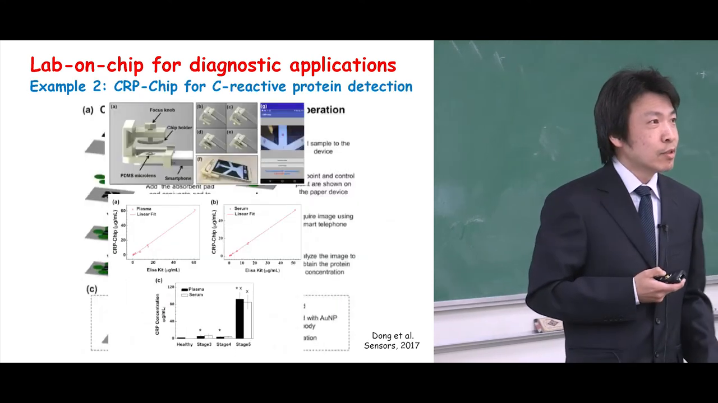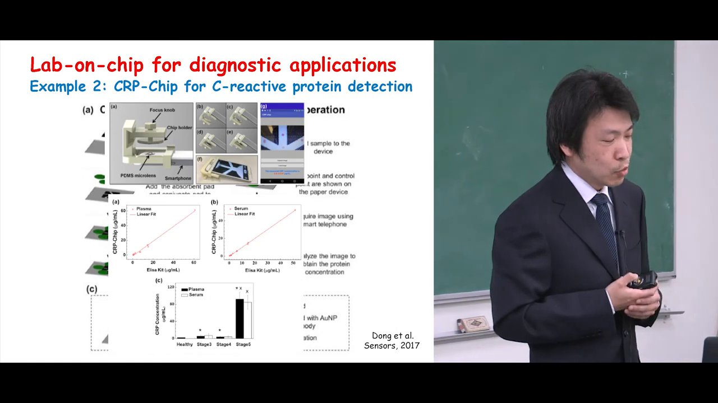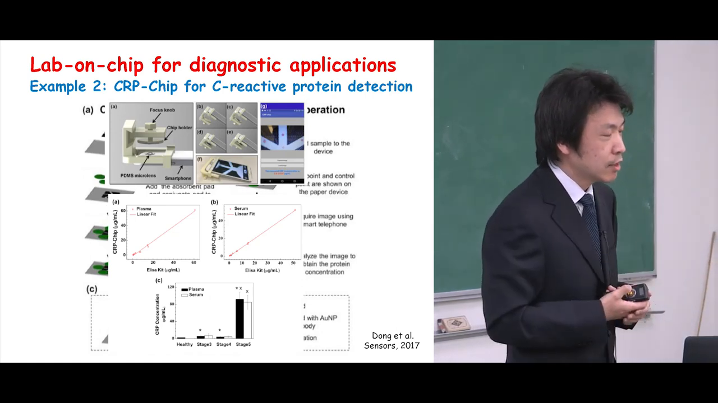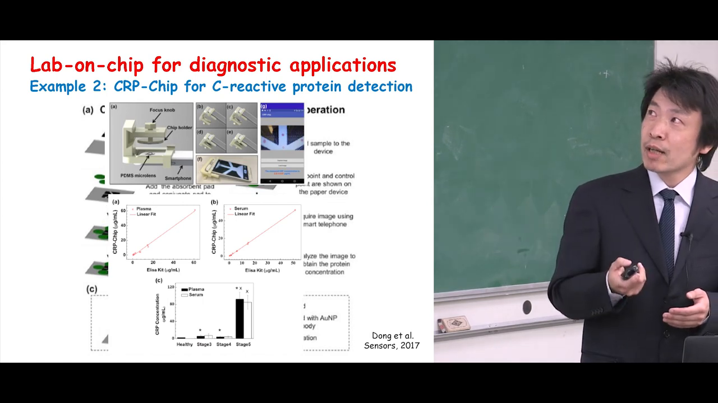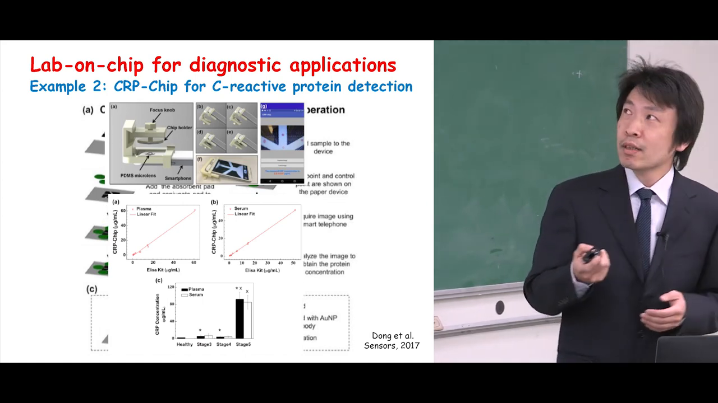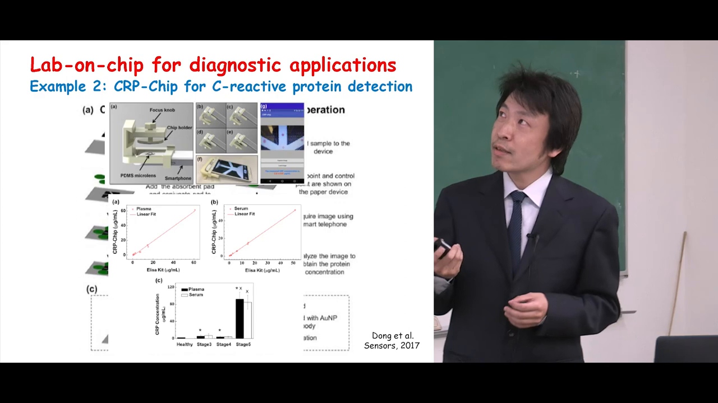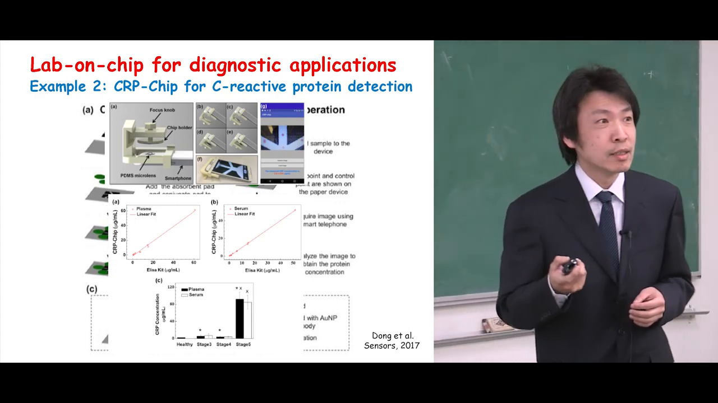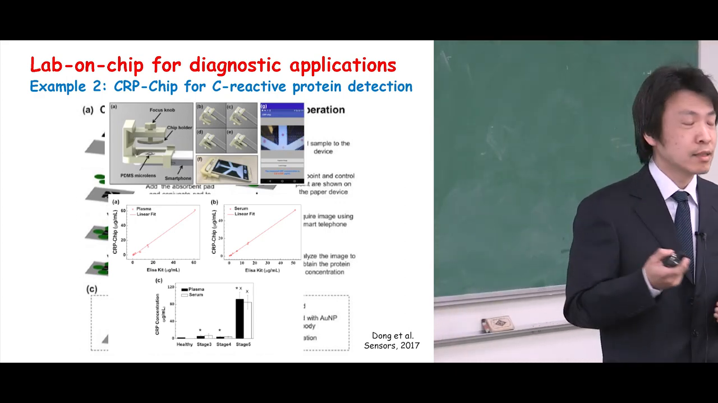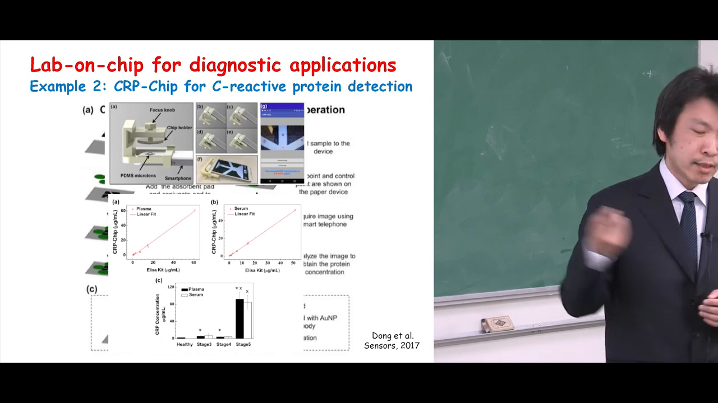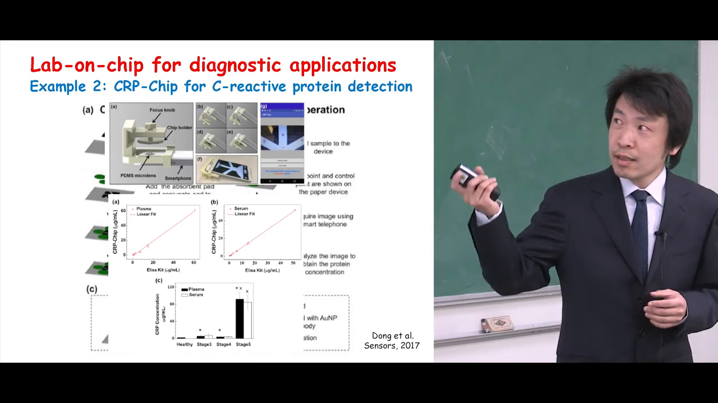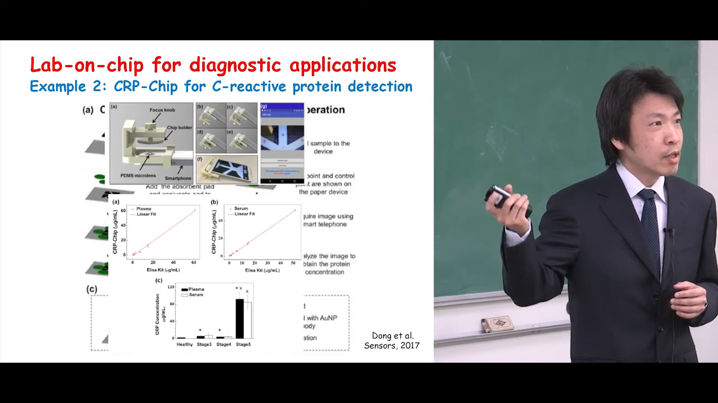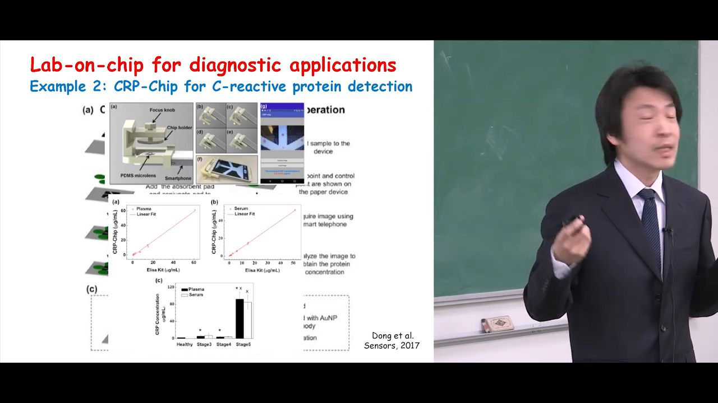Such an example, which is much more related to the toxin detection device that we're developing here, is a CRP chip we developed to measure the C-reactive protein concentration in the patient's blood samples. Again, this is from the chronic kidney disease patients. And the device here is fabricated out of a filter paper.